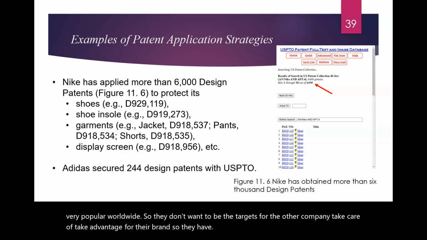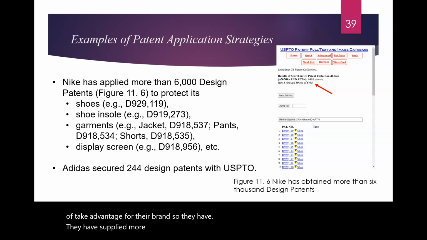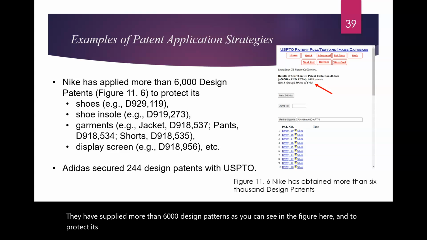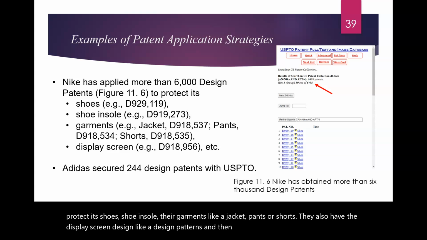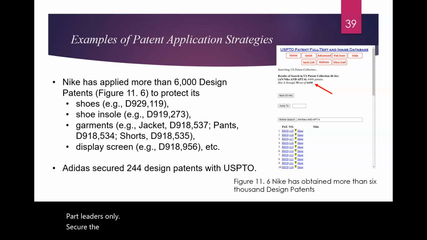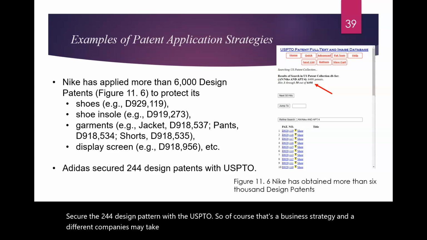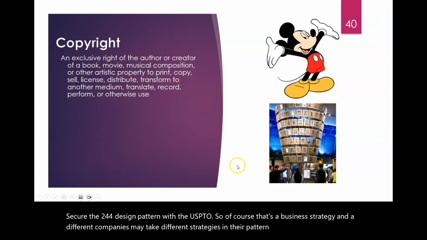So they have applied for more than 6,000 design patents, as you can see in the figure here, to protect their shoe insoles and their garments like jackets, pants, or shorts. They also have display screen designs and design patterns. Meanwhile, Adidas only secured 244 design patents with the USPTO. So, of course, that's a business strategy, and different companies may take different strategies in their patent application approach.